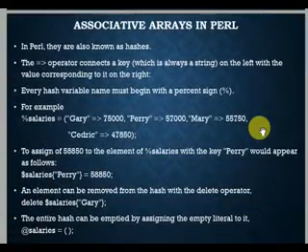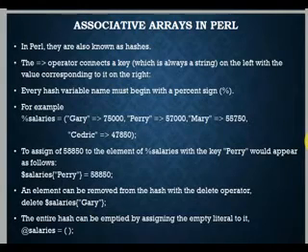For example, in Perl, the arrays are like this one. In Perl, they are also known as hashes. This double arrow operator connects a key, which is always a string, and case sensitive, it can be a name or identifier, on the left with a value corresponding to it on the right side. That means this is the key, this is the double arrow, and this is the value corresponding to the left value. This is a variable, which is salary.